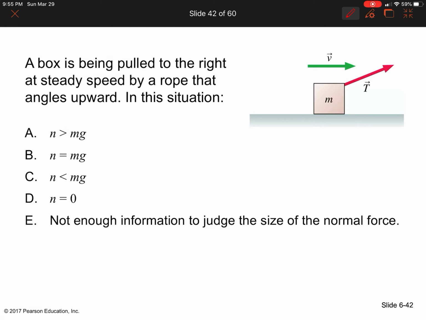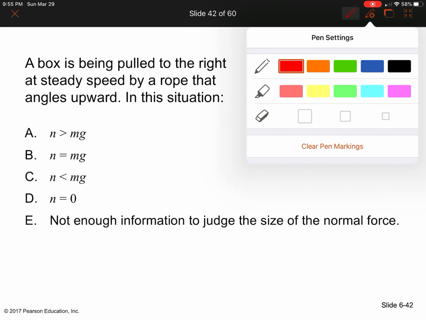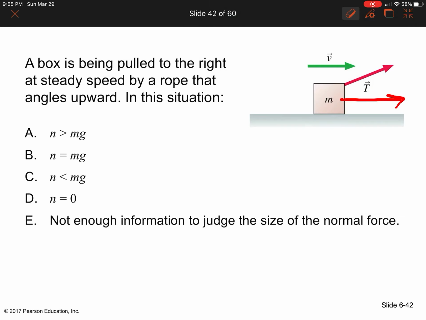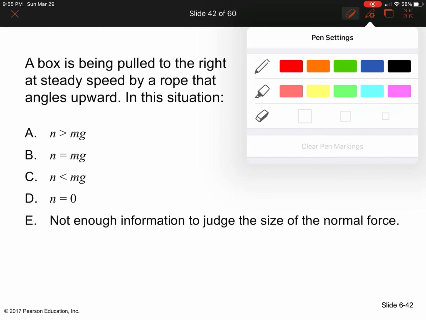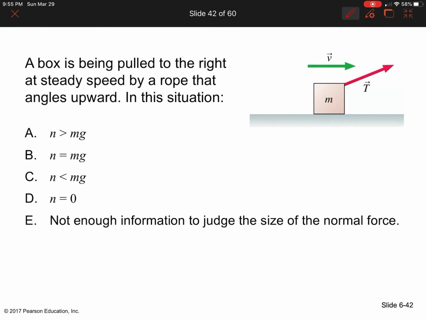Now this is a little bit different situation because you've got this box, and instead of this rope being pulled like this, it's now being pulled on the top right corner. So what's going to happen then? Typically, if the box was just sitting there, then the normal force and the gravitational force are equal to each other.